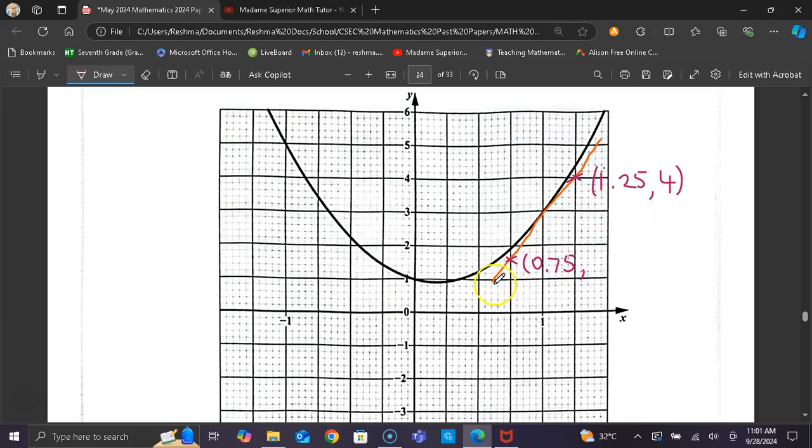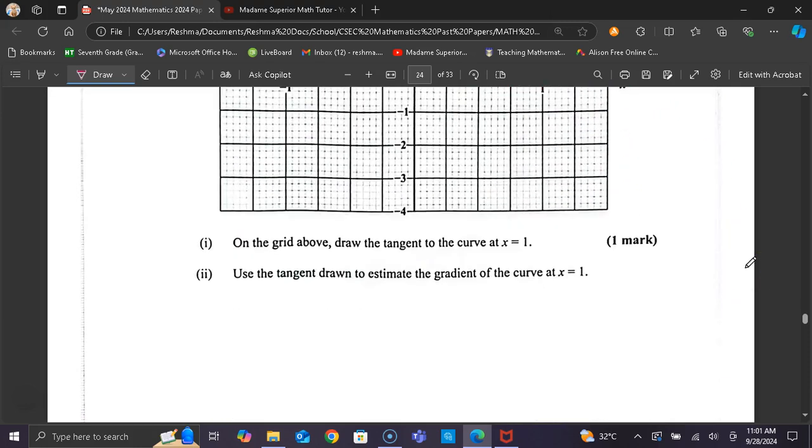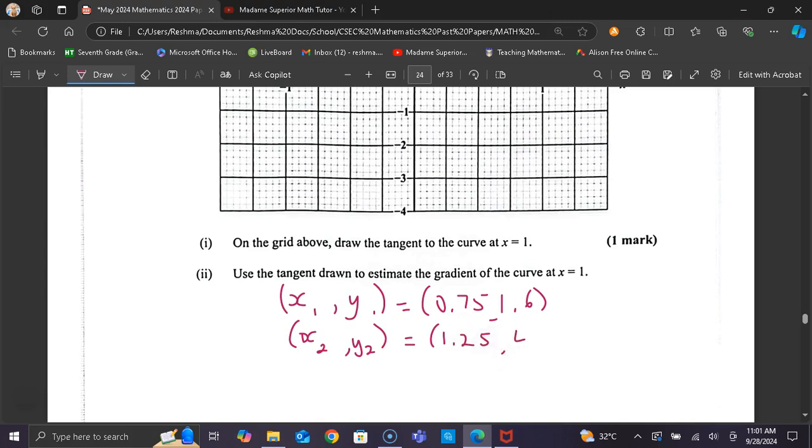And let's look at the y-axis. The y-axis goes in 0.2, 0.4, 0.6, 0.8. So the y-coordinate will be 1.6. Now that we have those 2 points, we'll let the first point be x1, y1, and this will be x2, y2. So let's write down those 2 points first of all. x1, y1 is 0.75, 1.6. And then x2, y2 is 1.25, 4.